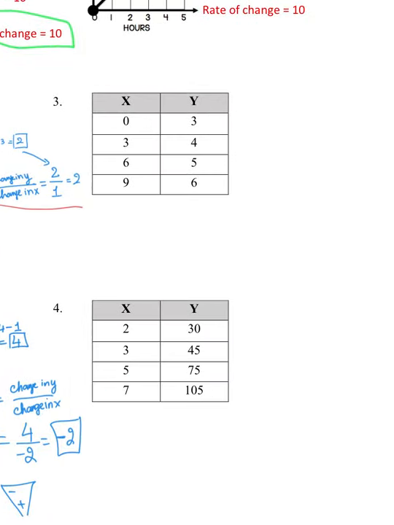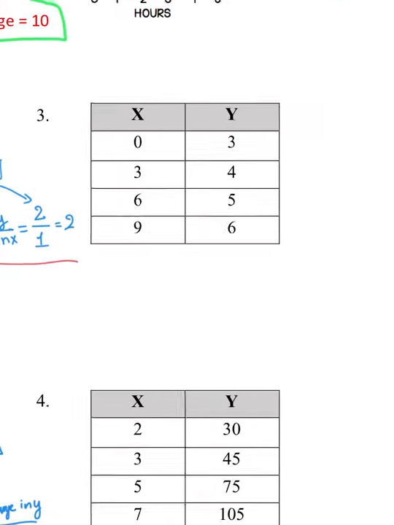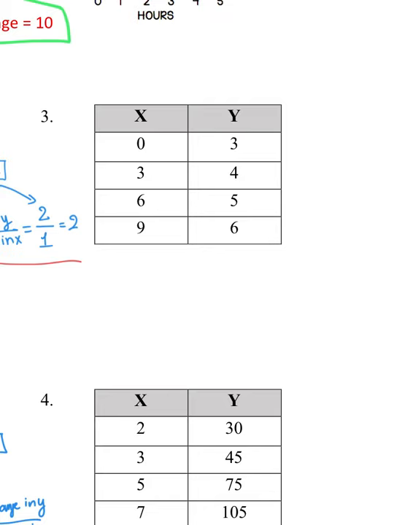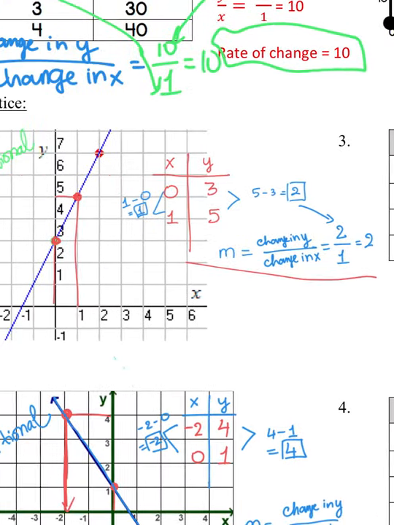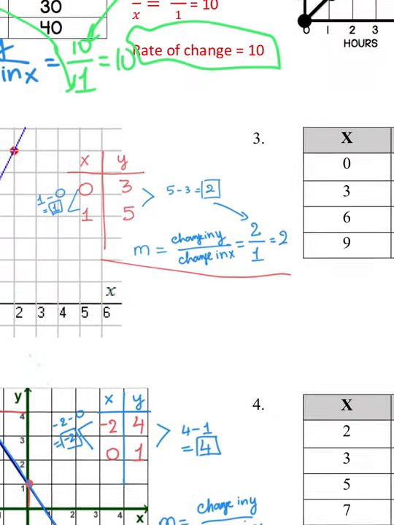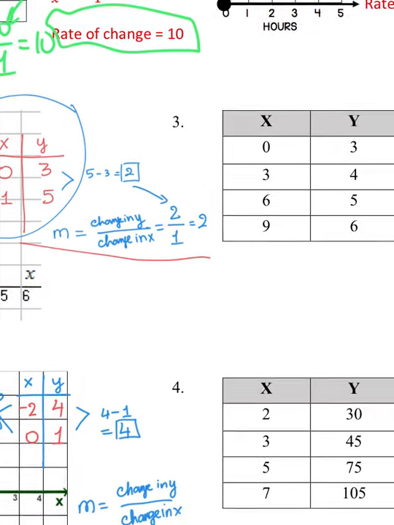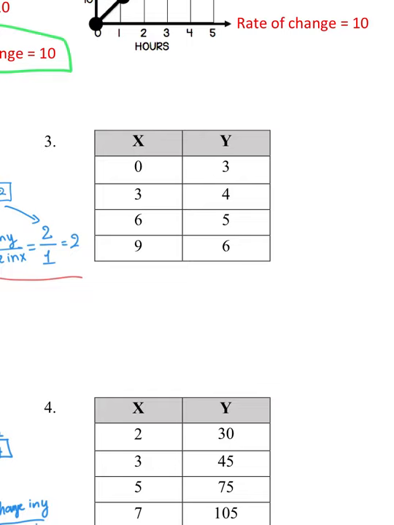Number 3. Are you ready? So they're giving you the table already, so we don't need to make a table. For number 1, they don't give you a table, so that's why you create a table. But if they do, you just need to find the rate of change by doing change in y over change in x. So 4 minus 3 change in y, I find the difference. 4 minus 3 is 1.